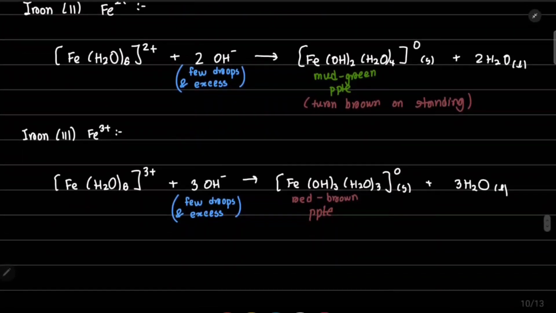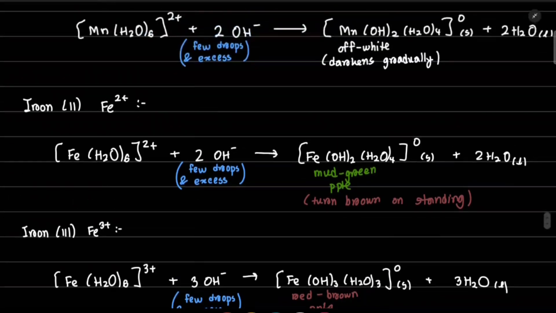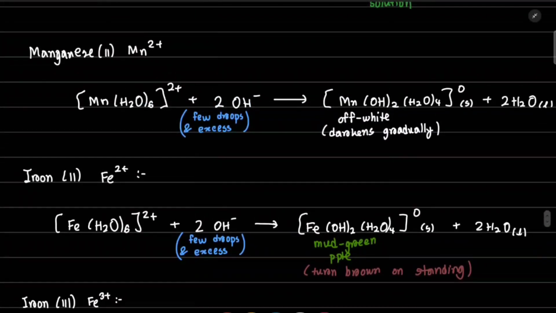This is because when the iron 2 hydroxide stays in air, it gets oxidized by the air and forms iron 3 hydroxide. And in the case of manganese, this off-white substance darkens because the Mn(OH)2 is oxidized into MnO2, which is brown in color. You'll have to remember this.